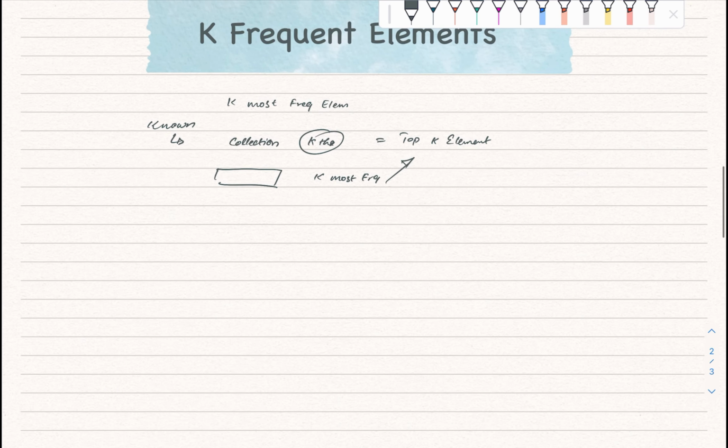Take an example. Let's suppose this is 4 4 4 2 2 and 3. 4 is repeated 3 times, 2 repeated 2 times, and 3 is repeated only once. So the answer should be 4 and 2. Answer 2 and 4 is also correct because order is not expected.